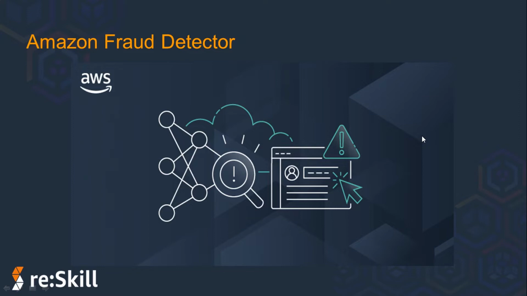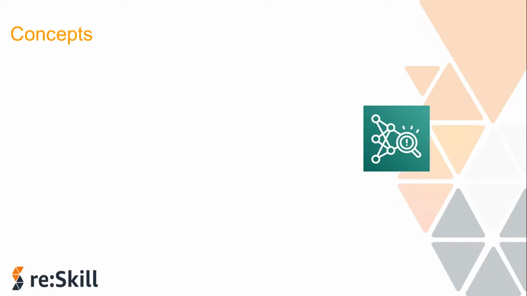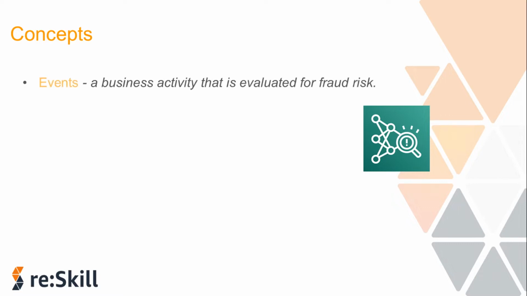So let's move further and discuss a few concepts, because to understand how Amazon Fraud Detector works, first we need to understand the terminologies, the ones that we'll encounter while setting up Amazon Fraud Detector. The first terminology or concept is the event. What's an event? It's a business activity that is evaluated for fraud risk. With Fraud Detector, you generate fraud predictions for the events.